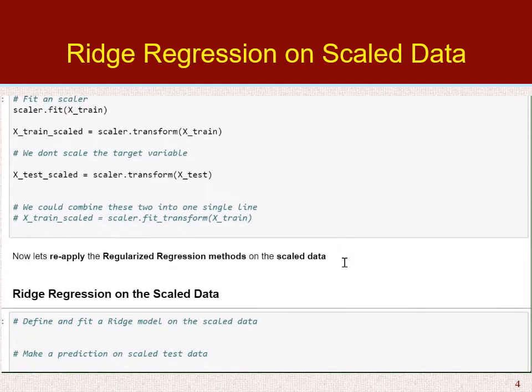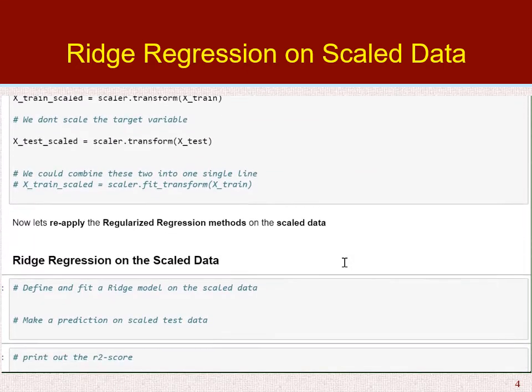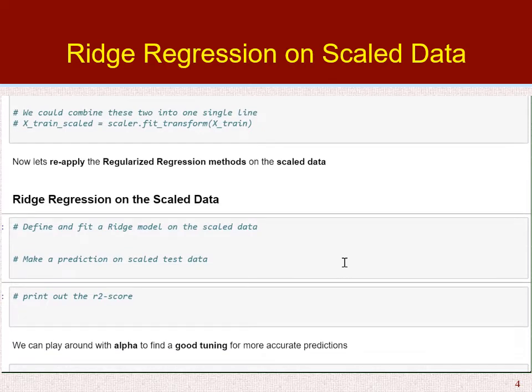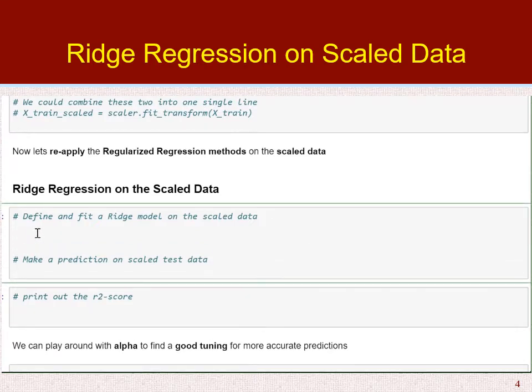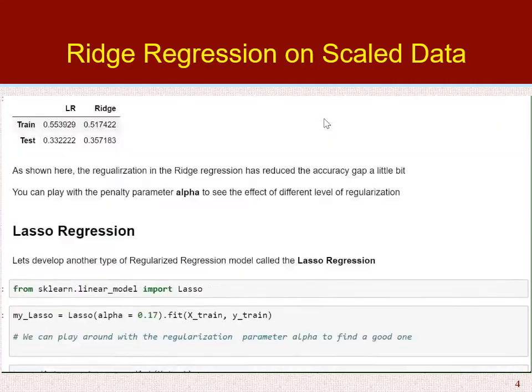Right, now that we scaled our data using the MinMax scalar, we're going to reapply the regularized regression model, the ridge regression, on the scaled data. So let's define and fit a ridge regression on the scaled data. I'm going to call it my ridge. That's going to be a Ridge specifying the alpha parameter, the penalty coefficient here. I'm going to set it as 45. We previously also set it as 45.